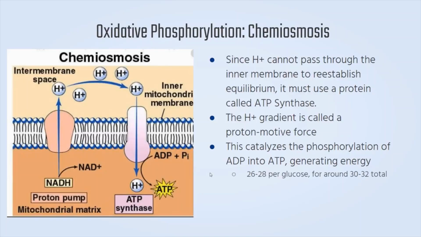And there would be 26 to 28 per glucose for around 30 to 32 total, because if you remember, there was 2 from the first step and 2 from the second step. And H plus will attach to oxygen, or O2, and that's how water is created as a byproduct.